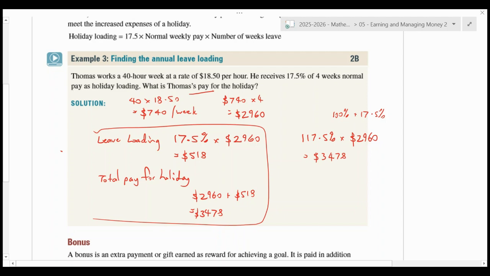The reason we did it the first way in 2 steps is because there will be some questions that ask for the leave loading separate to the total pay. So sometimes it's better to do it in that order. Done.